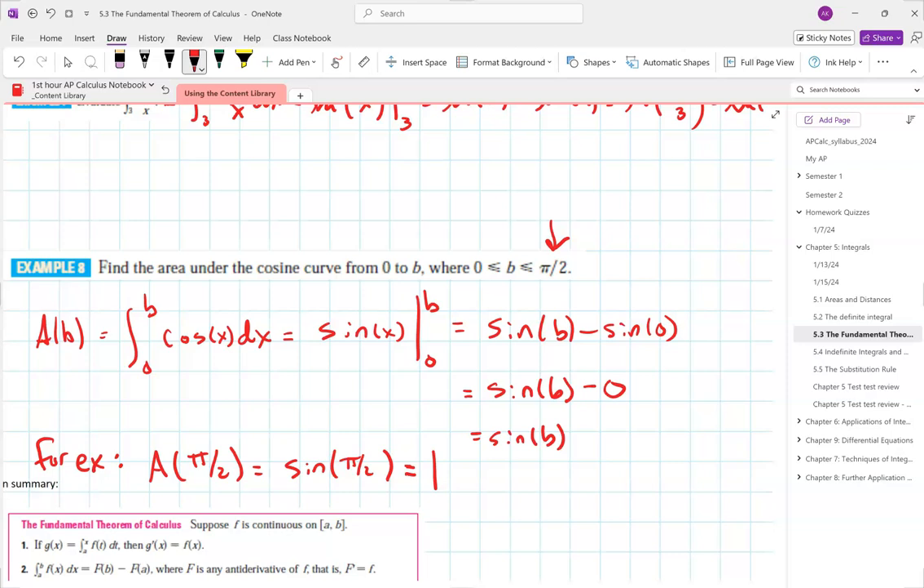Why'd I pick pi over 2 here to stop? What happens to the cosine function after pi over 2? It goes under the x-axis. So now you're going to be accumulating negative areas, and it's not going to work out quite as nice.